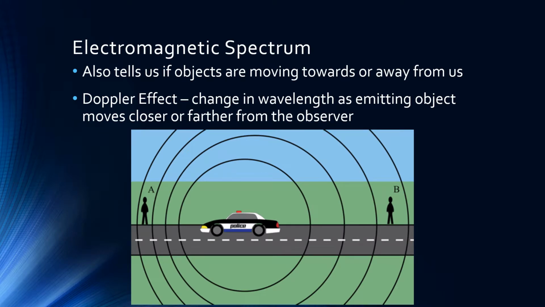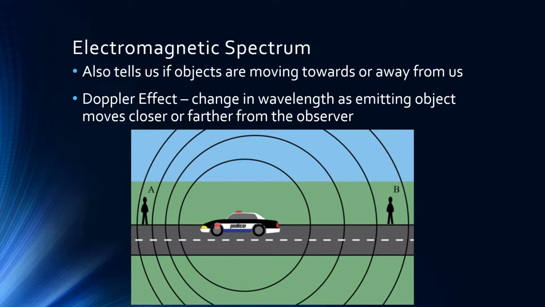The electromagnetic spectrum also tells us if objects are moving towards or away from us. This is using what we call the Doppler effect. The Doppler effect is a change in wavelength as an emitting object moves closer or farther from the observer. If we look in this image here, this is our police car. He has his siren on. It's giving off sound waves. That's what these black lines here are representing.